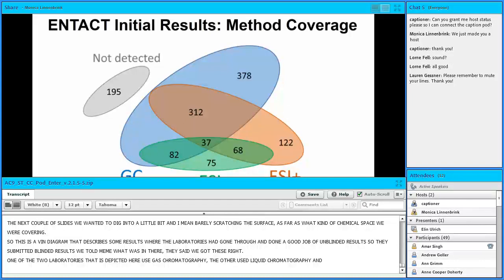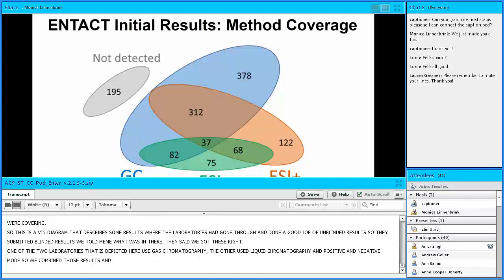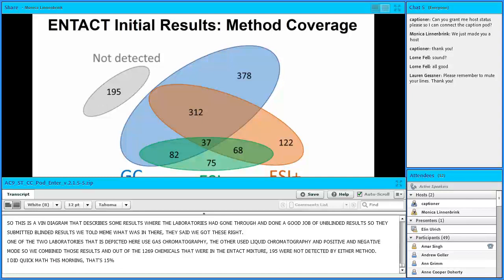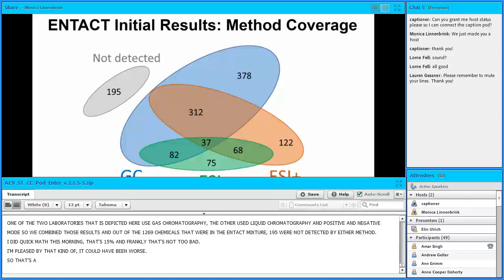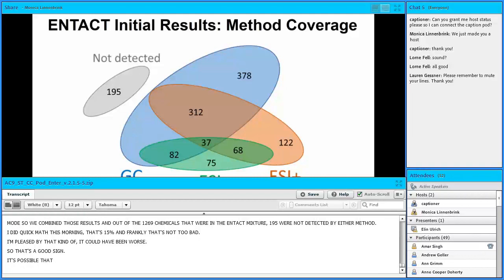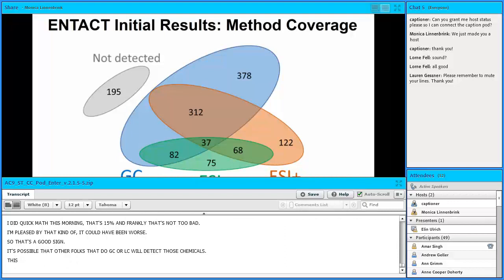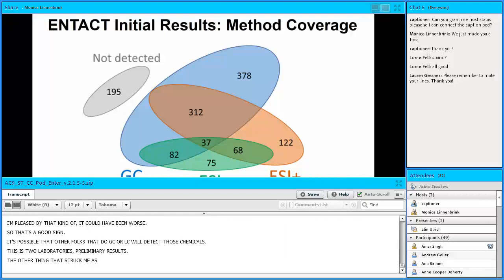So we've combined those results, and out of the 1,269 unique chemicals that were in the ENTACT mixtures, 195 of them were not detected by either method. And I did some quick math this morning. That's about 15%. And quite frankly, I think that's not too bad. I'm kind of pleased by that. It could have been worse. So that's a good sign. And it's possible that other folks that do GC or other folks that do LC will actually detect those chemicals. This is just two laboratories. Very preliminary results.